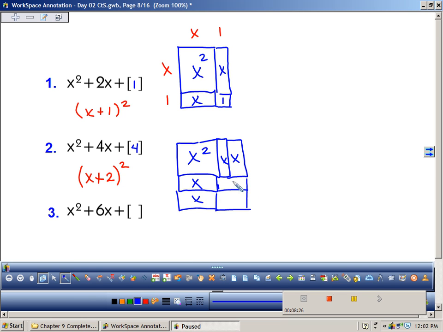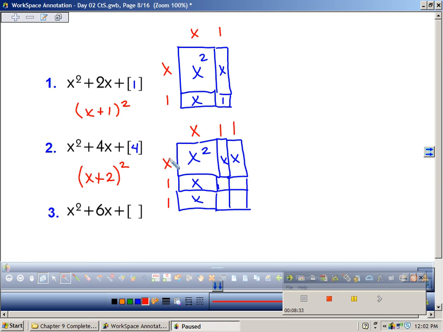If you don't get it yet, don't worry. You will. X and X. One and one. X times X is x squared. X times 1 is x. X times 1 is x. 1 times x is x. 1 times x is x. Right? Just like a multiplication table. So I've got x plus 2 times x plus 2 makes x squared plus 4x plus 4.